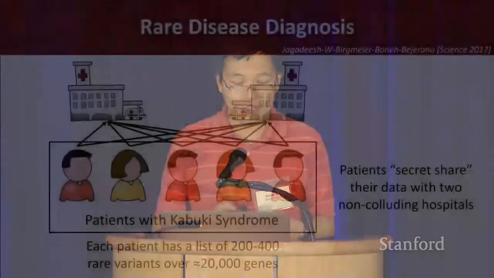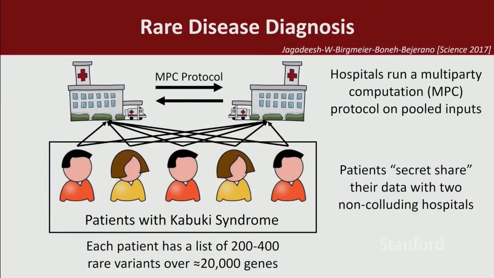So in this way, all of the patients in our disease group will contribute and secret share their data across the two institutions. And after all of the data has been aggregated, what the two hospitals are going to do is engage in what's called a cryptographic multi-party computation protocol, or MPC protocol, on the pooled inputs. What this essentially entails is a message passing protocol. So these two hospitals are going to exchange a sequence of messages such that at the end of the protocol execution, each of them learns basically the top most frequently occurring variant across all of the patients in a disease group.